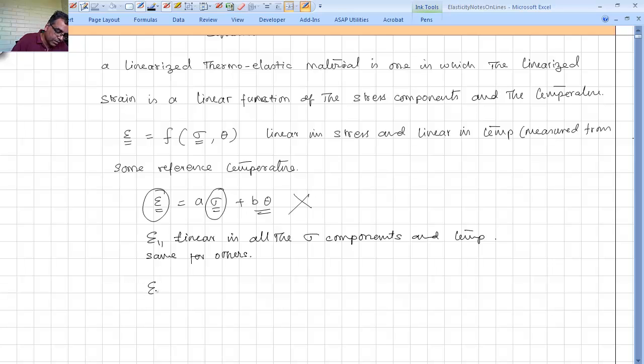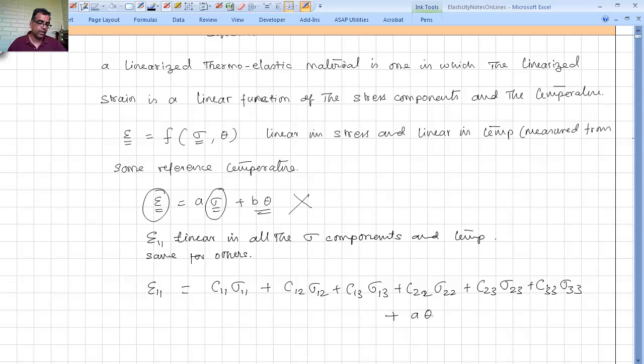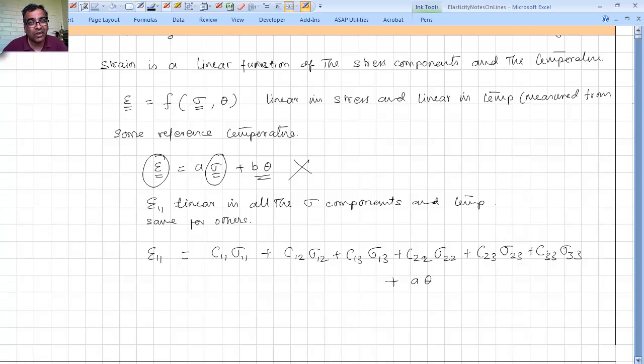So what does it mean? It means that epsilon 1 1 should look like C11 sigma 11 plus C12 sigma 12 plus C13 sigma 13 plus C22 sigma 22 plus C23 sigma 23 plus C33 sigma 33 plus A times theta. Notice it has 1, 2, 3, 4, 5, 6 and a 7 constants in it for each component, and each component has new constants. So that's what we mean by linear. I want you to understand this is not a simple thing. So let us write it down.